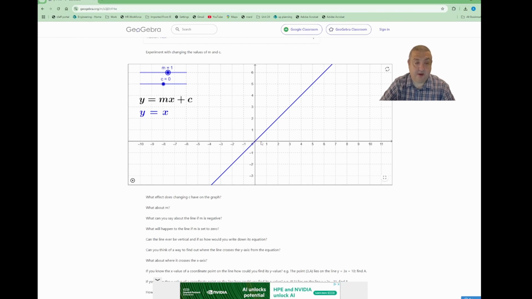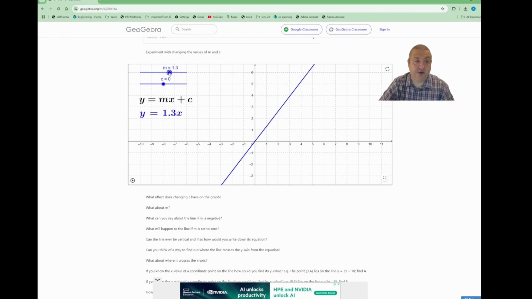So every time we go along 1 on the x-axis here, then we go up 1 on the y-axis. So wherever we are on x, when x is 5, then y will be 5 because y equals x. But if we change this number in front, m, this is our gradient. That's an important thing to remember here. The m, this bit that multiplies x, is our gradient figure.